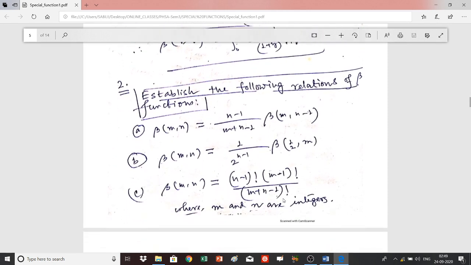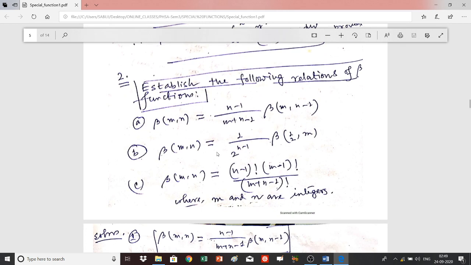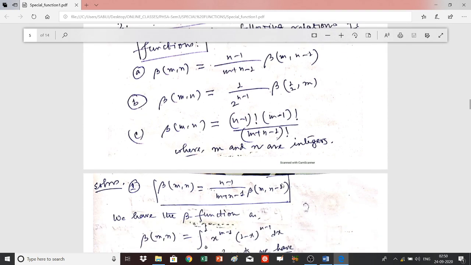Now come to another problem here which consists of three parts. Number 1a: beta(m, n) is equal to, you have to show it, (n minus 1) by (m plus n minus 1) into beta(m, n minus 1). Then beta(m, n) is equal to 1 by 2 to the power n minus 1 beta(half, m). And the final one is beta(m, n) is equal to (n minus 1) factorial into (m minus 1) factorial by (m plus n minus 1) factorial. Obviously here m and n are two integers.